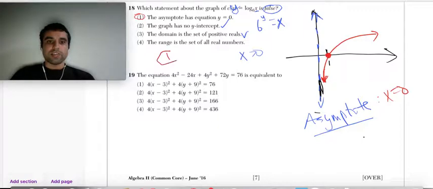All right? And the range is the set of all real numbers. It decreases very rapidly towards negative infinity on this side. Y approaches negative infinity as x approaches the y-axis. And this way, y very slowly approaches positive infinity as x increases. So the range is the set of all real numbers. So that's another way to do it, or put it in the graph.